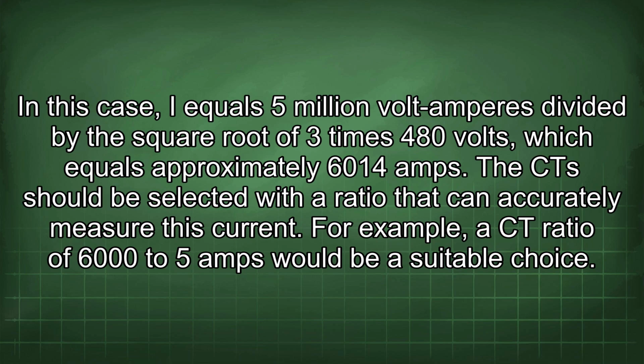In this case, I equals 5 million volt amperes divided by the square root of 3 times 480 volts, which equals approximately 6014 amps. The CT should be selected with a ratio that can accurately measure this current. For example, a CT ratio of 6000 to 5 amps would be a suitable choice.